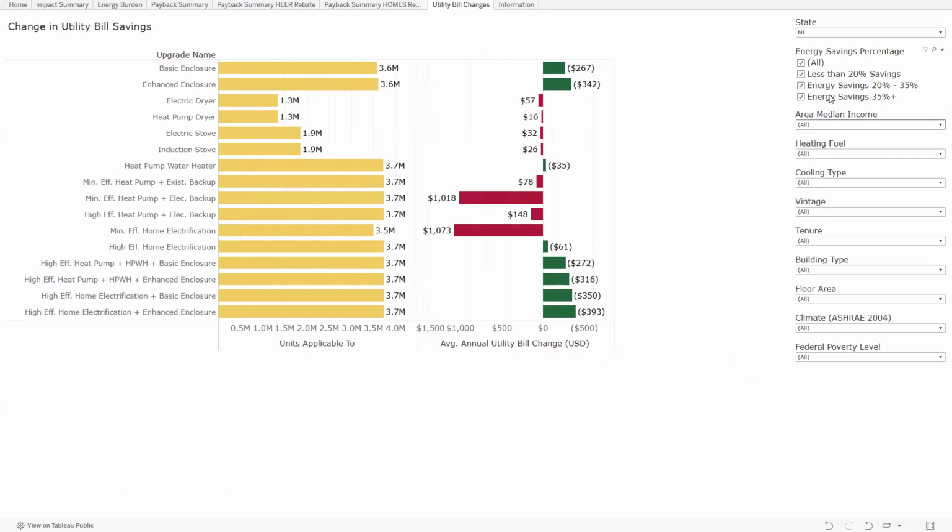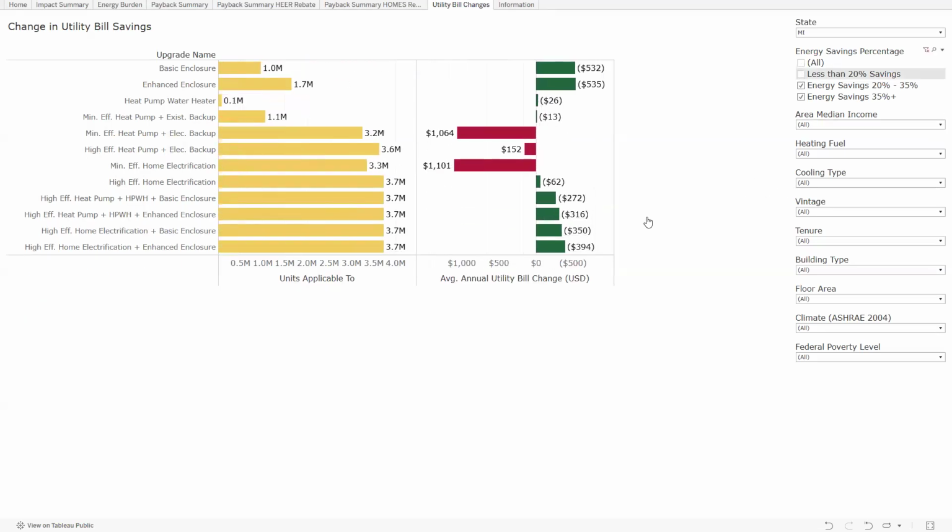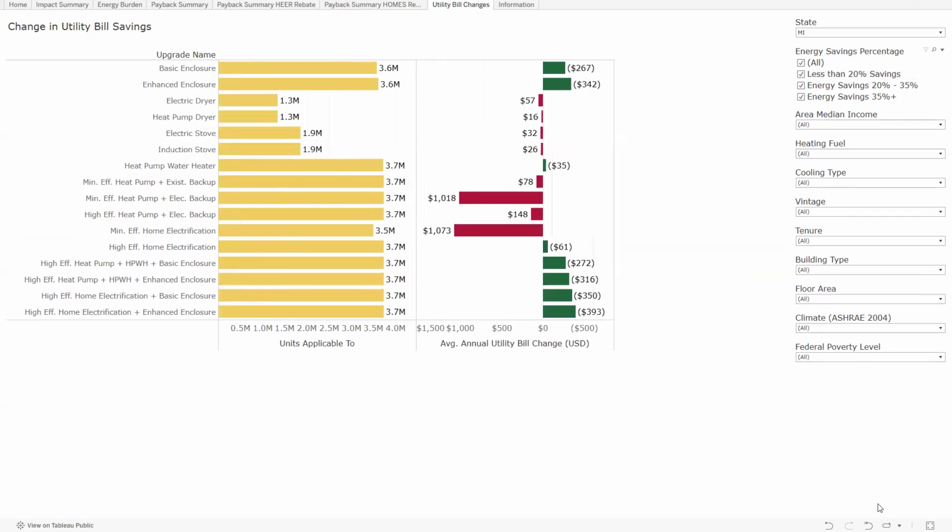So if you wanted to look at homes that are going to save more than 20% in their energy savings, you're going to see that 3.7 million homes are going to save more than 20% of their home energy based off the high efficiency home electrification. And you can see they're also going to save about $62 on average to their utility bill change. Again, you can filter down more to further identify what those homes or buildings are.